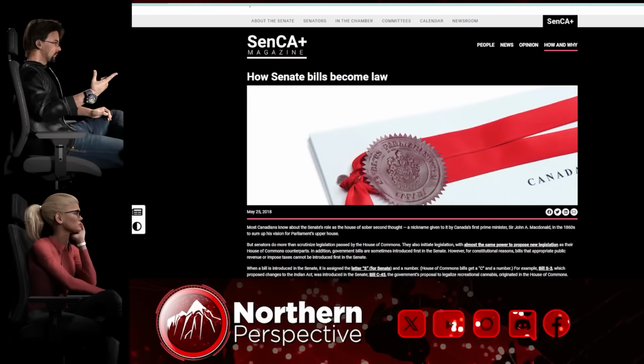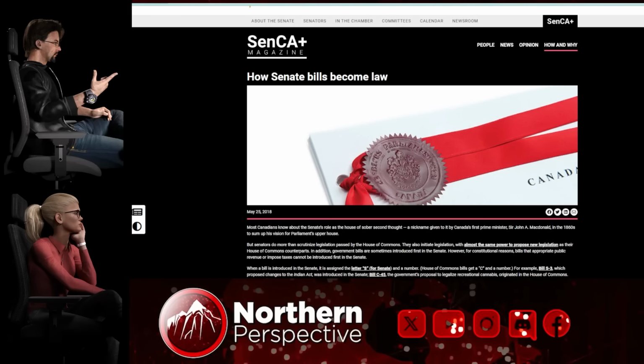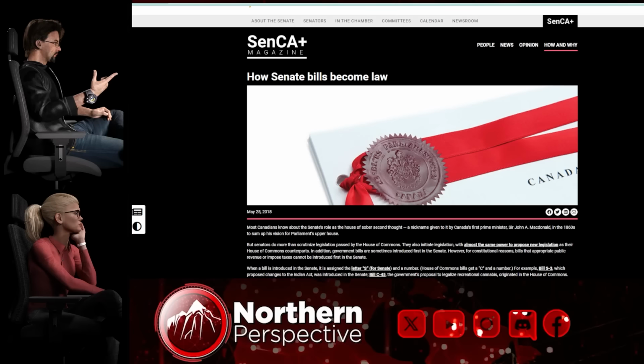A Senate bill is just that, a bill that originates in the Senate, as opposed to one that originates in the House of Commons, as we're used to seeing. Senate bills are designated with the letter S, whereas bills that originate in the House of Commons start with the letter C. This bill is called Bill S-210.